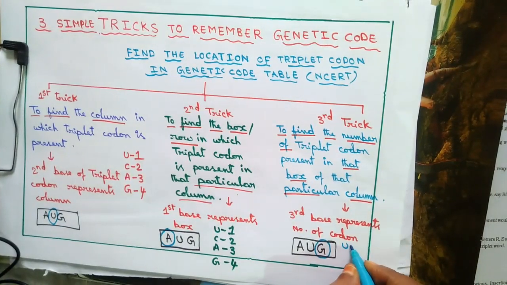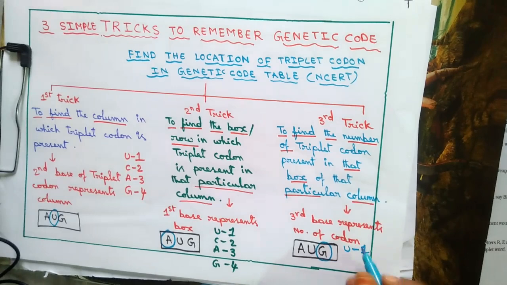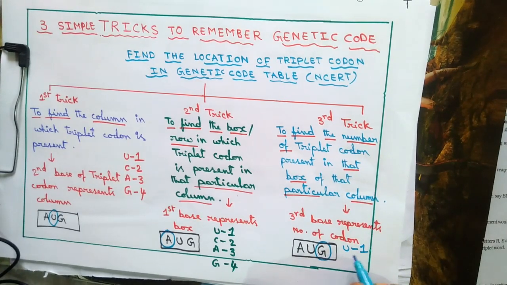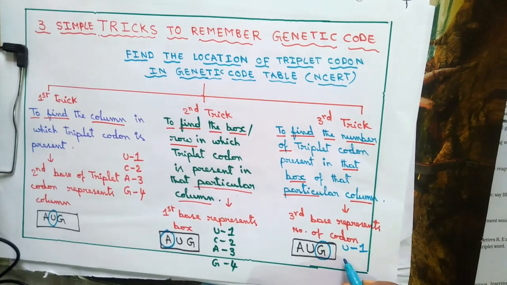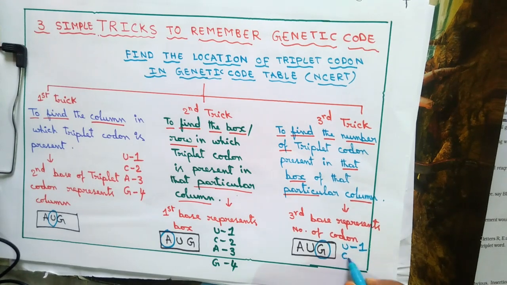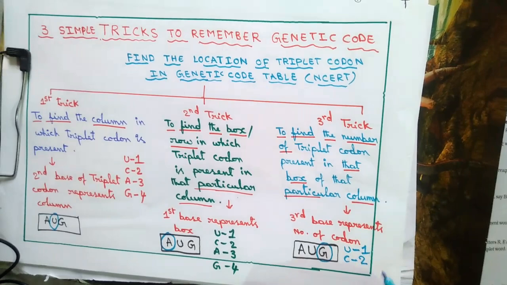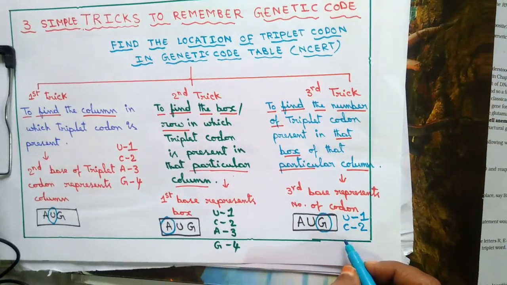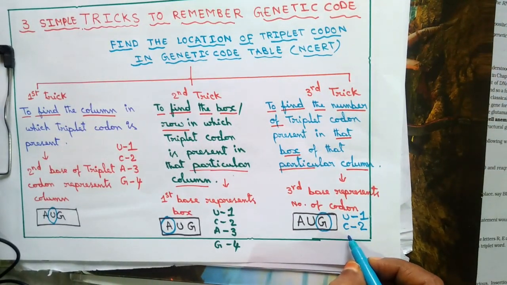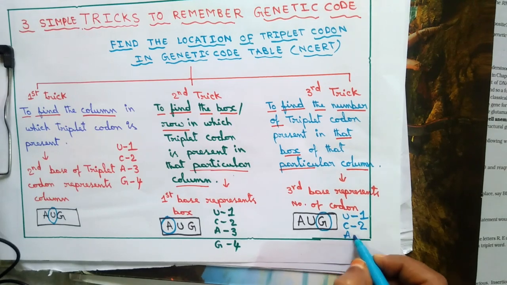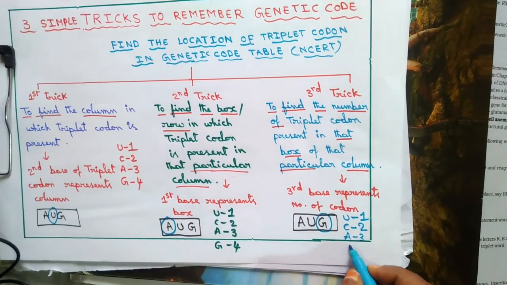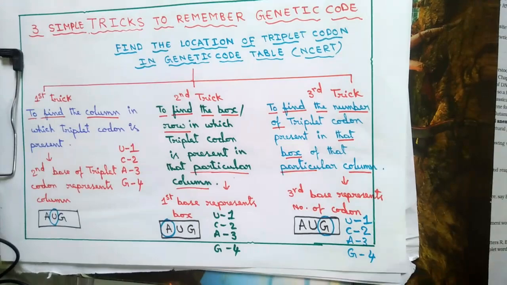If the third base is U, it is the first triplet codon present in that particular box of that particular column. If the third base of a triplet codon is C, then this is the second triplet codon of that particular box present in a particular column. If it is A, third codon. If it is G, fourth codon.